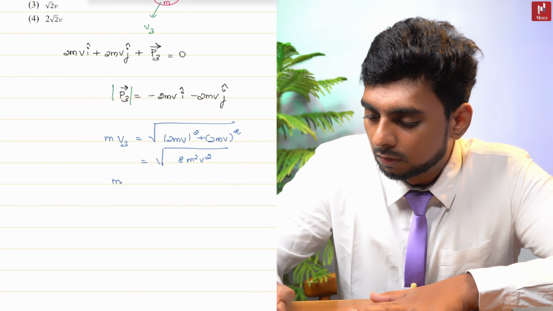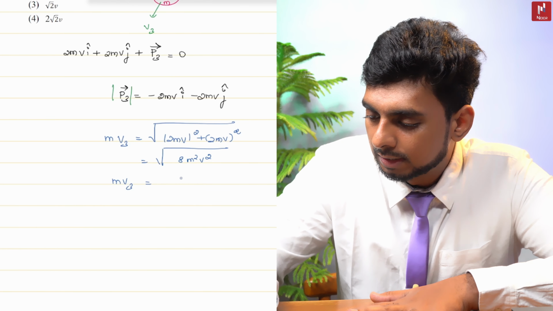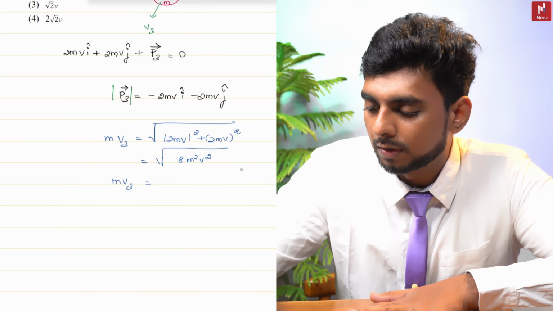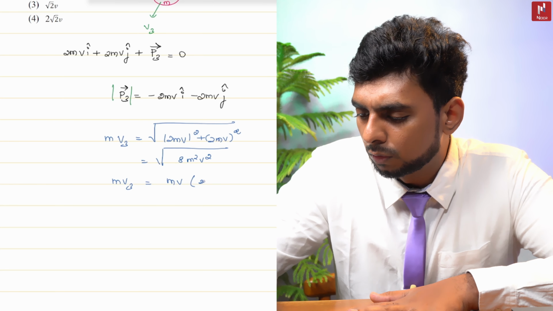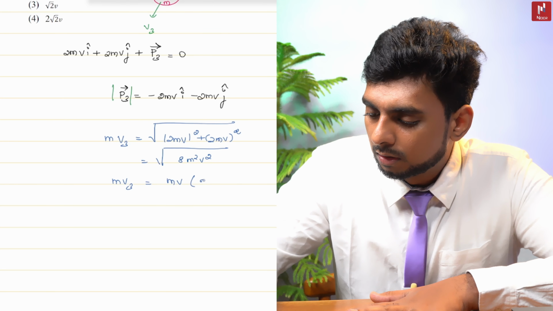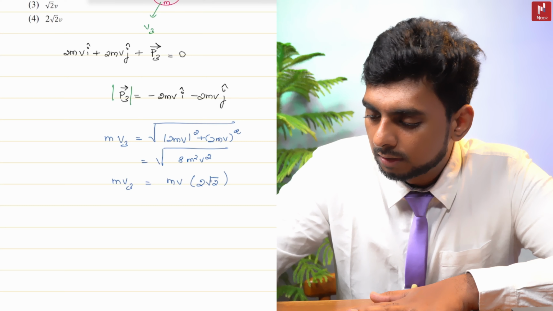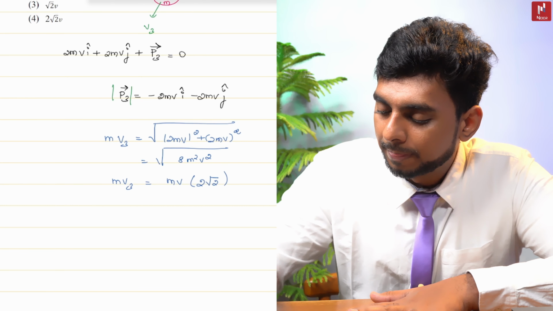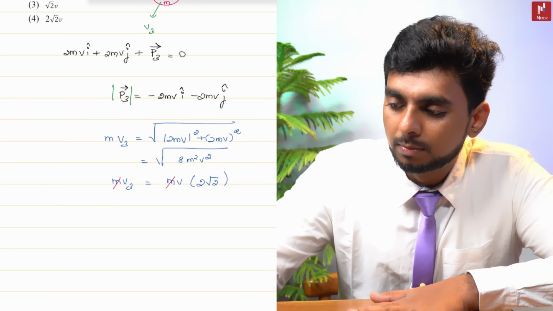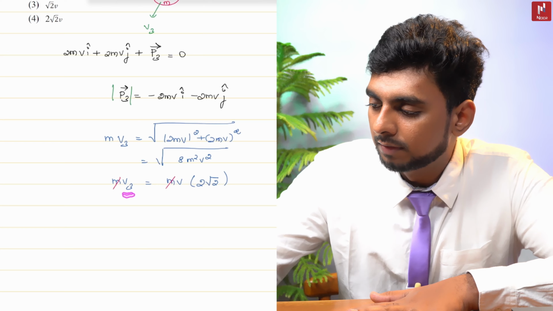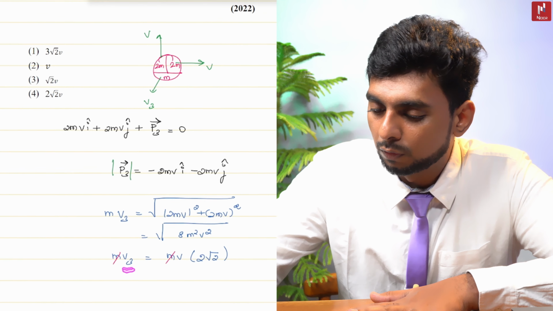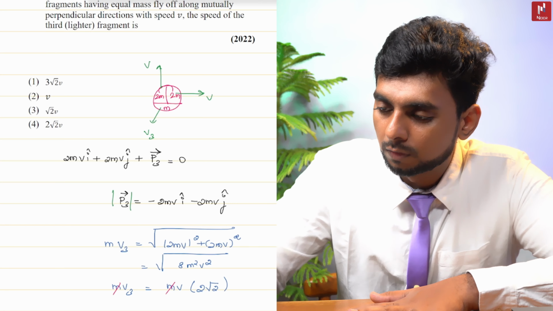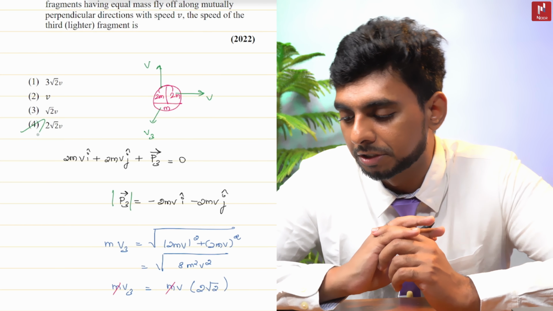So that will be equal to m v3 squared, which is 2 root 2, m square v square. If I take the square root of it, you'll have mv times 2 root 2. The m will get cancelled out, and the only thing left is the speed of the third particle, v3. So the speed of the third particle will be 2 root 2 v, which is option 4 here. So the answer here is option 4.